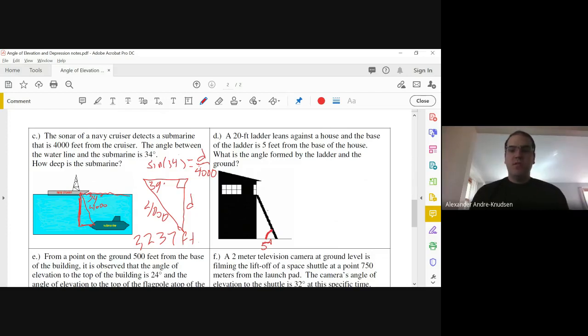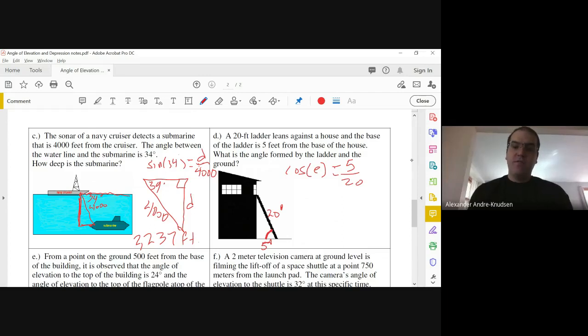It's a 20-foot ladder, so we know that this is 20 feet. So right now we're solving for the angles. We're trying to find that angle of elevation. So we're going to say this is the adjacent, the 5 feet, and this is the hypotenuse. So we're going to need the cosine for the angle of elevation, I'll call it E, equals adjacent over hypotenuse. So then we're going to get the cosine of E equals 1/4.